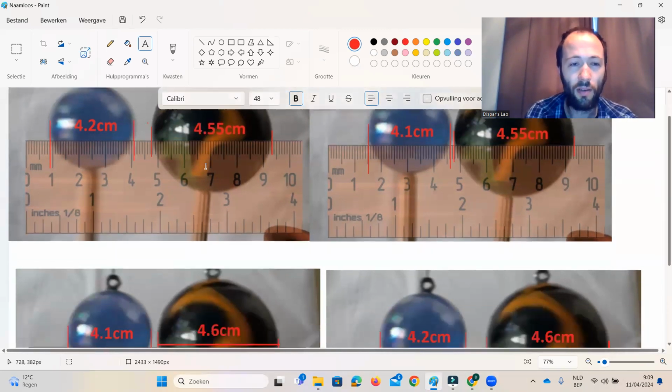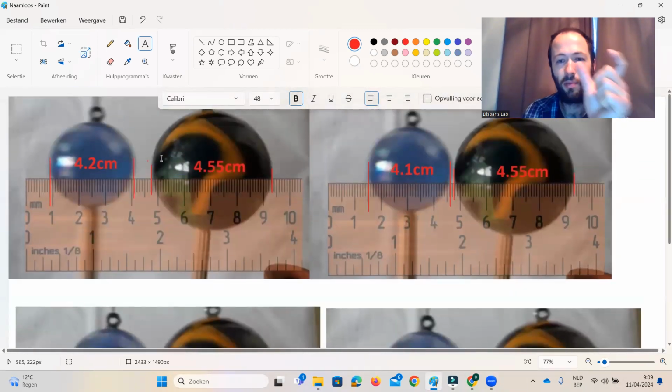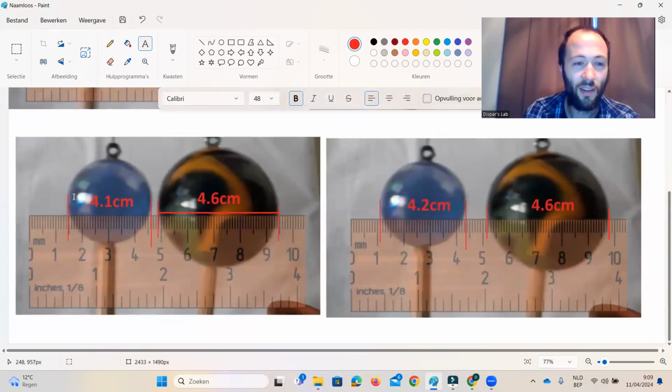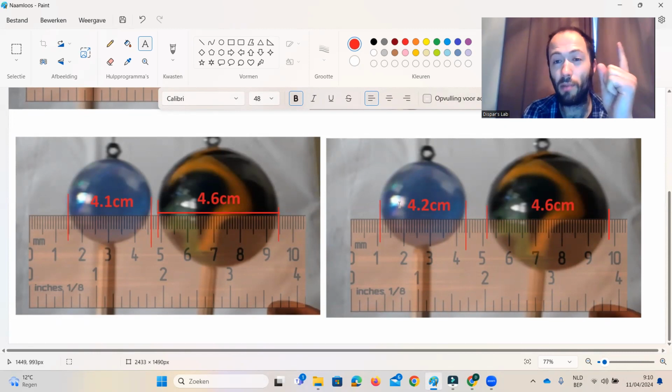And the big ball, yeah, well, for the incoming velocity, the big ball stays stationary, so it remains the same. 4.55 versus 4.55 centimeters. And then for the reflections, again, the small ball measures 4.1 centimeters. Two frames later, it measures 4.2 centimeters, only 1 millimeter off. The big ball measures 4.6, and 2 frames later, it also measures 4.6. There is barely any distortion going on. There's no parallax problem.